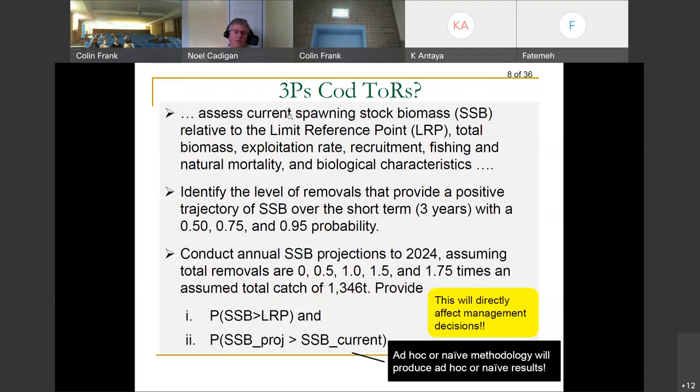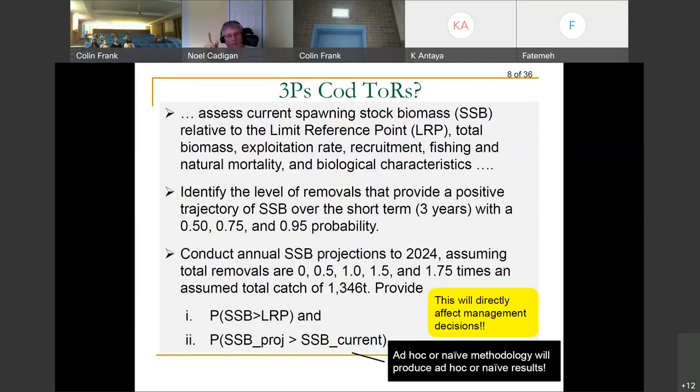And so the meeting was asked to assess the current spawning stock biomass relative to the limit reference point. That's a biomass level that's been established for the 3Ps cod stock that management is supposed to avoid with high probability. The meeting was asked to assess the total biomass, exploitation rate, recruitment levels, fishing and natural mortality rates, and other biological characteristics. Now we're getting to the nuts of the assessment.